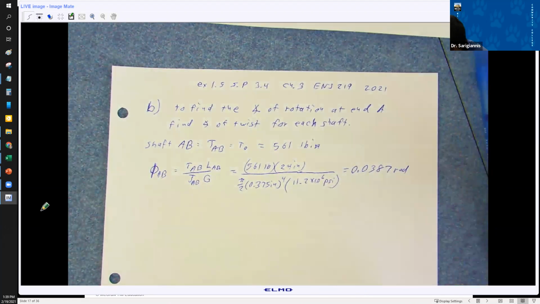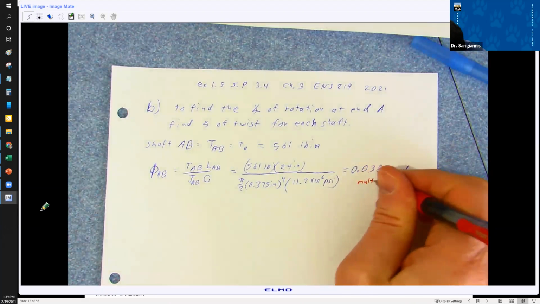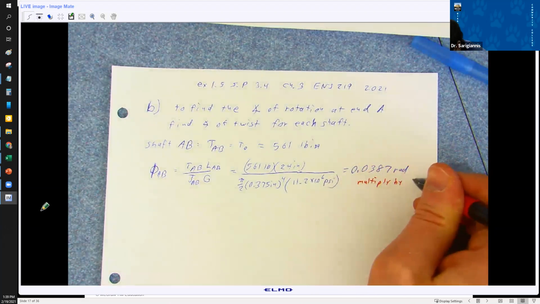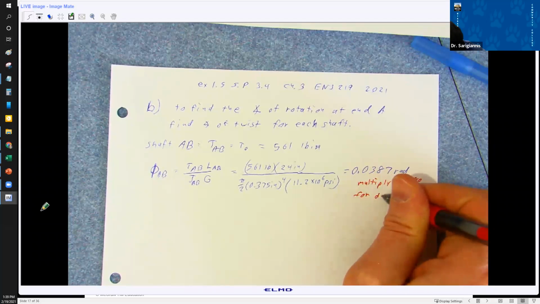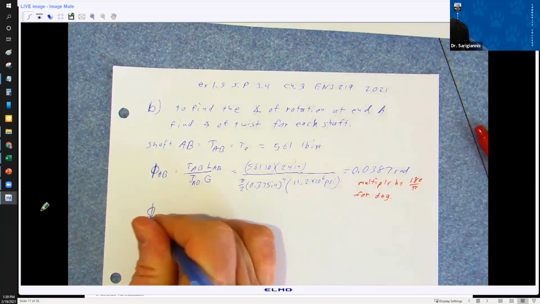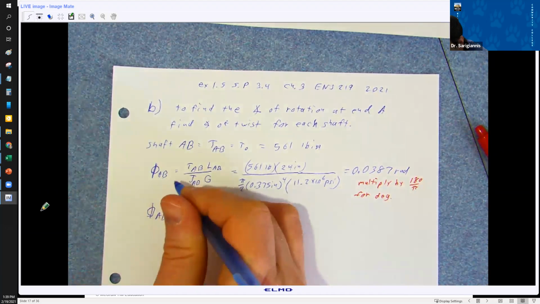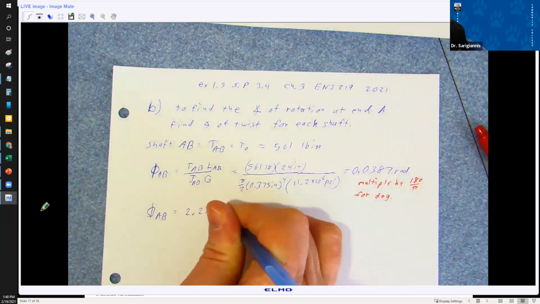Remember to multiply, because we've got to check something else, by 180 over pi, for degrees. So phi AB becomes 2.217 degrees. So I'm going to carry that number through for a bit.